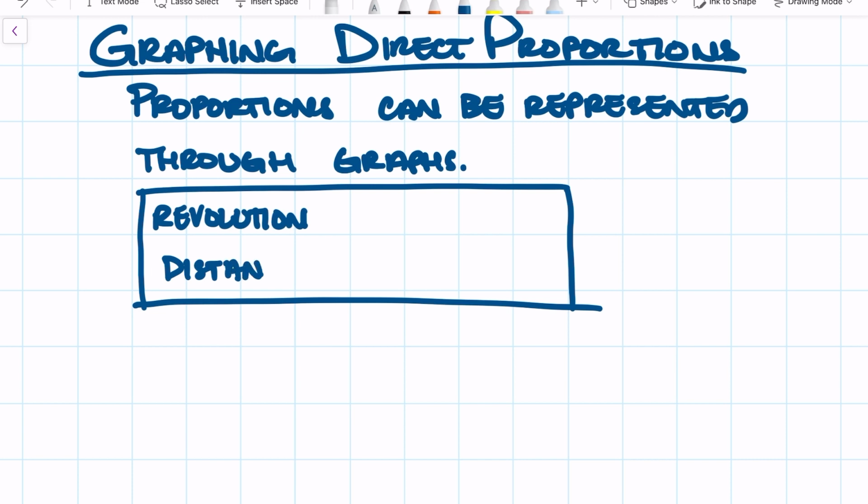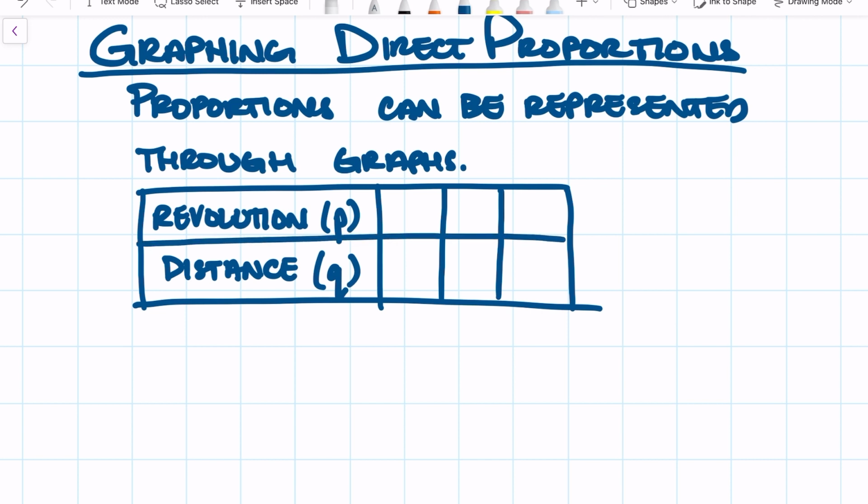I'm going to use letters P and Q actually, but you know that wheels are pretty consistent. If one spin goes a certain distance, then two spins go twice that distance, and so on. So here, one revolution could go about 2 meters. Then 2 revolutions could go 4 meters, and 3 leads up to 6.